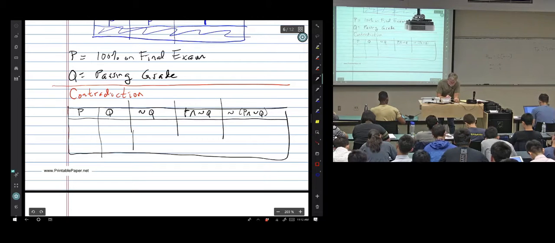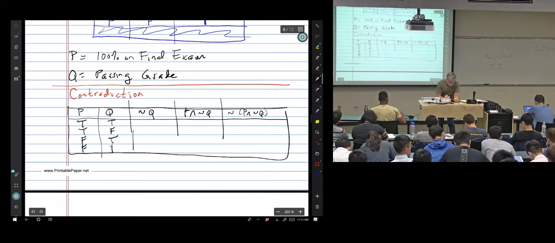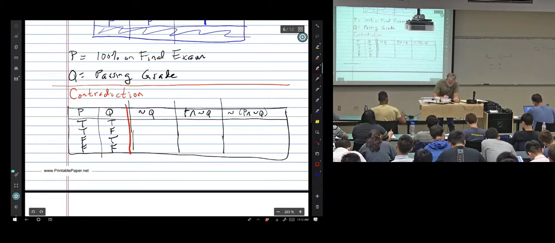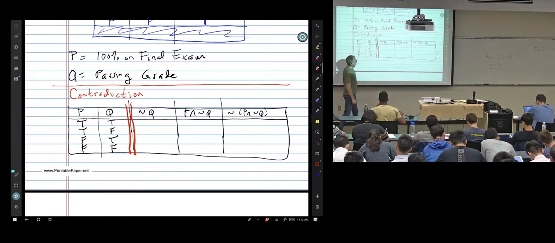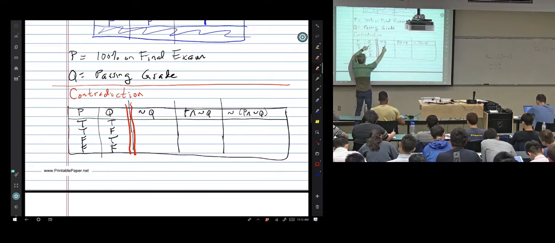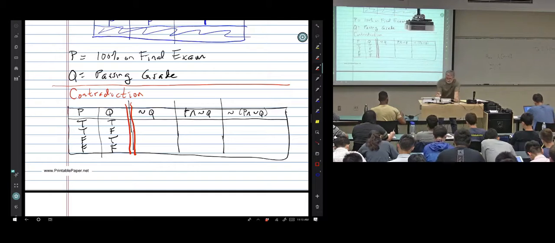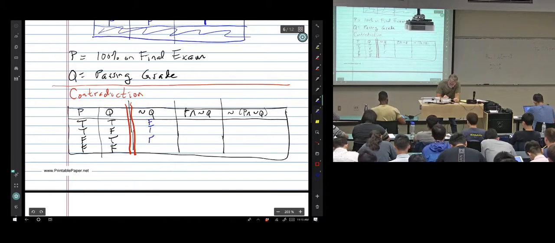Bingo, let's see. True, true, false, false, true, false, true, false. Okay? Bingo. Okay, so we're just going to fill these things out, and hopefully that's going to be really quick, right? Because false, true, false, true. False, true, false, true.